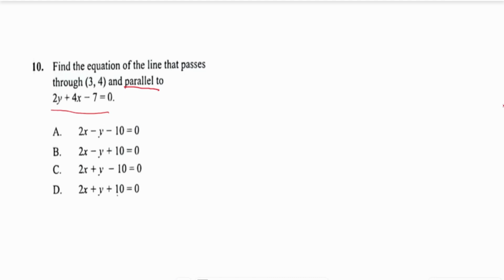So what we are going to do is solve for the gradient of this line, and then use that as the gradient of the new line we are going to solve for, and then we put that back into the formula of the equation of a straight line, and that gives us the answer we are solving for. So we start right by getting the gradient of this line by simply making y the subject, and then the coefficient of x becomes the gradient. So we do that quickly.